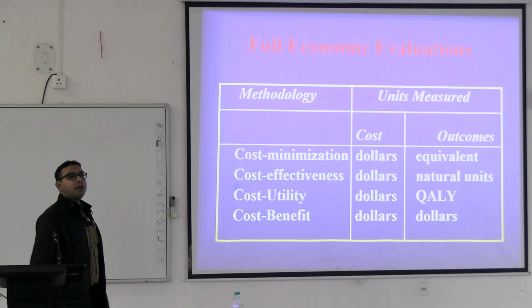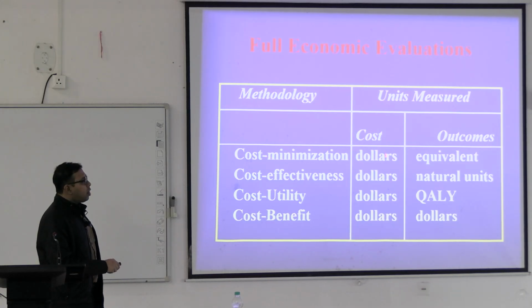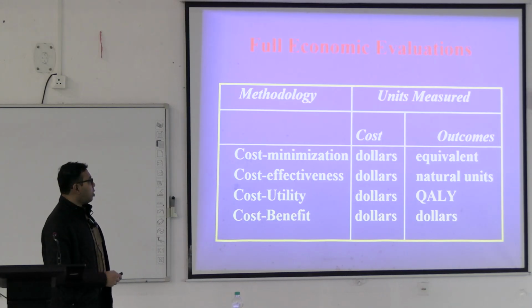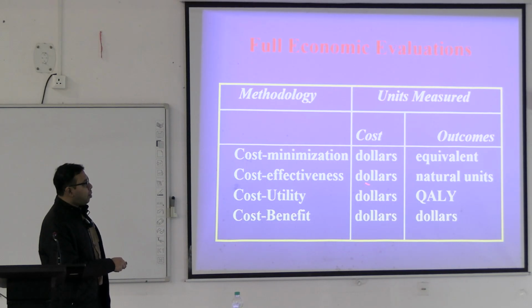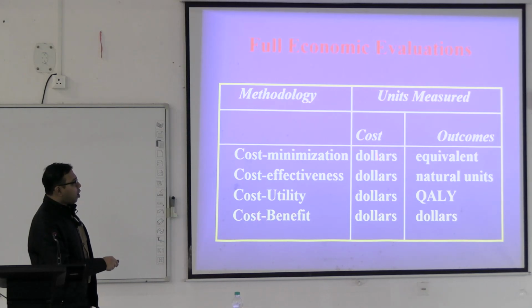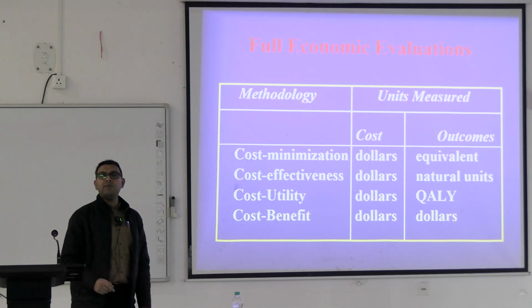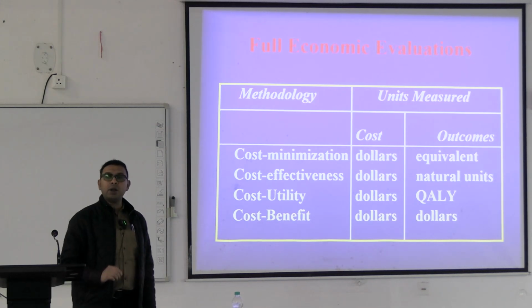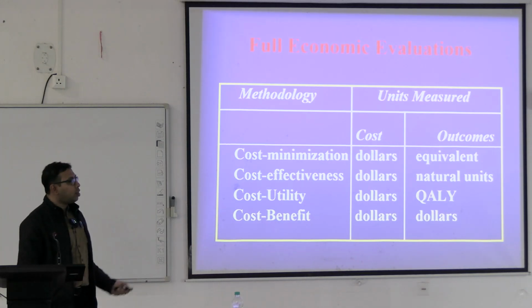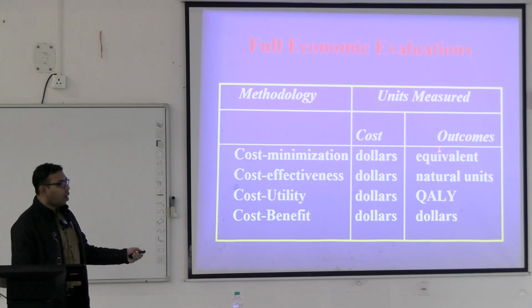First is the cost minimization analysis. Here the cost is measured in monetary units and outcomes are equivalent. Cost effectiveness analysis is used with cost in monetary units and outcomes measured in natural units, that is units of that disease. Cost utility analysis, again the cost is measured in monetary units and outcomes are measured in quality adjusted life years. That is, the health related quality of life is mainly examined in cost utility analysis. And in the cost benefit analysis, both the cost and outcomes or consequences are measured in monetary units like dollars.